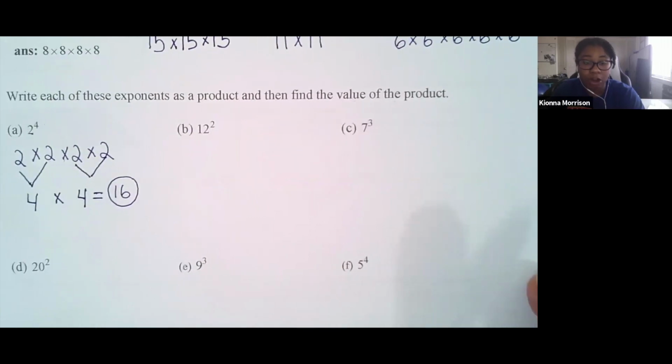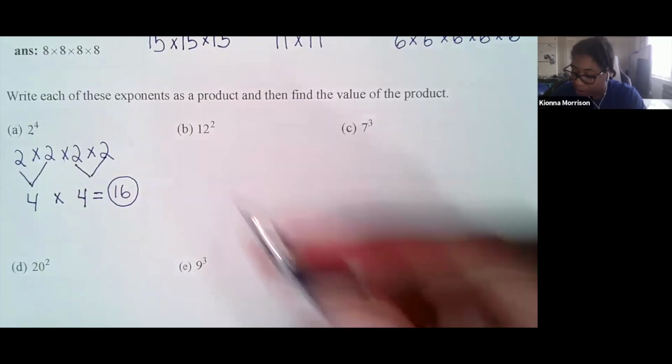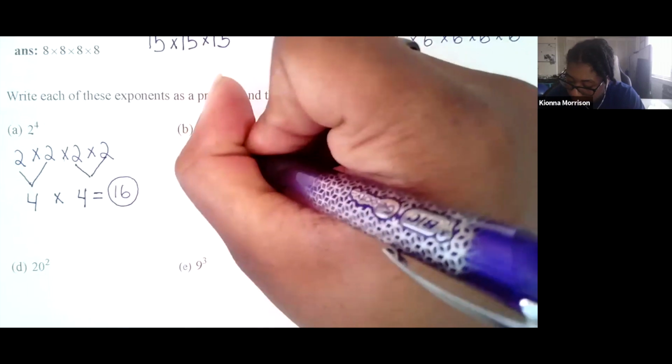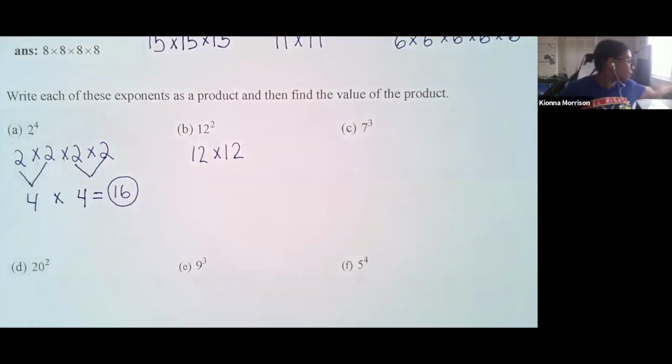Now we'll slide over to B. I have 12 to the second power. So how many times is my 12 repeating? 2 times. 12 times 12. So now I'm going to multiply 12 times 12. This should be something that you've practiced with your multiplication tables.